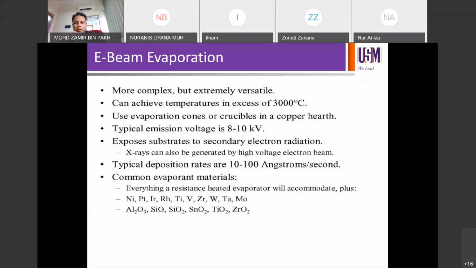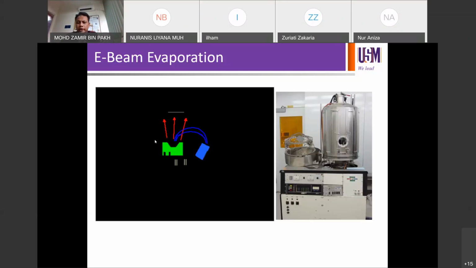10 nanometers per second. Common evaporant materials, or precursor materials, are as listed: nickel, platinum, iridium, ruthenium, titanium, vanadium, zirconium, tungsten, tantalum, molybdenum, and all the dielectrics, or in fact oxides: AlOx, silicon dioxide, silicon oxide, tin oxide, titanium dioxide, zirconium oxide, and the list goes on, right? So you can do a wider range of materials.